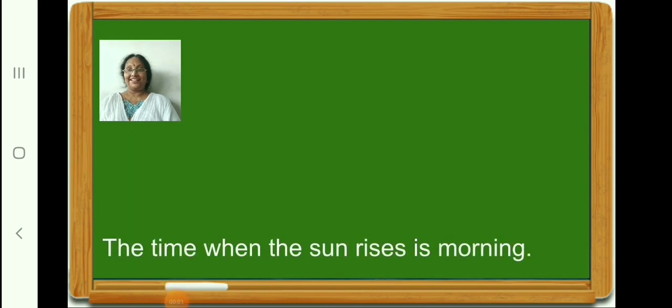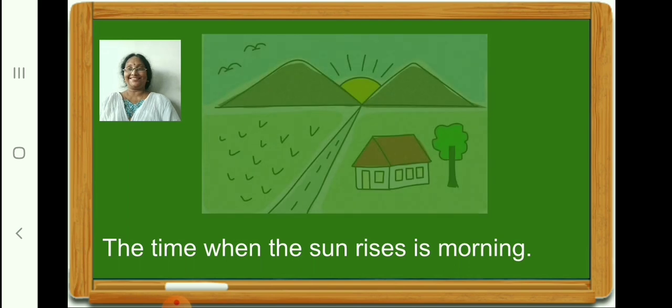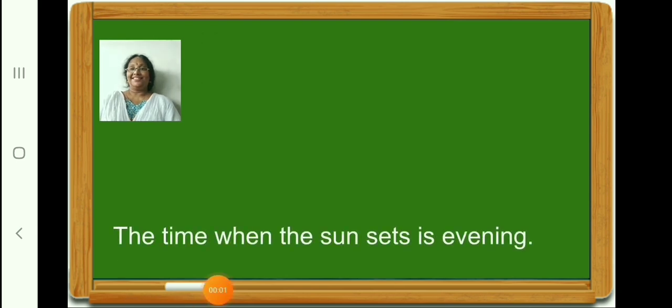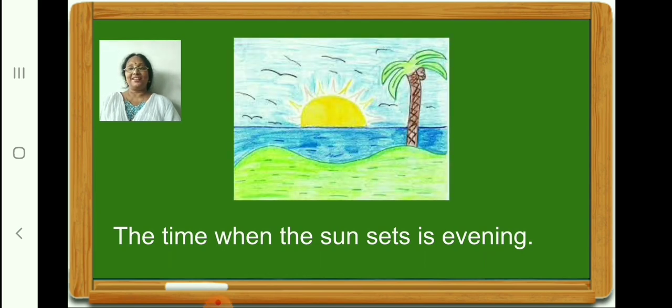Children, the time when the sun rises is morning. See, here, can you see the sun is rising? Yes. So, it is morning. Children, the time when the sun sets is evening. See in the picture, here we can see the sun is setting. Therefore, the time is evening.